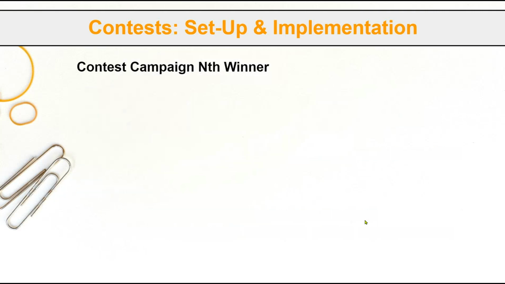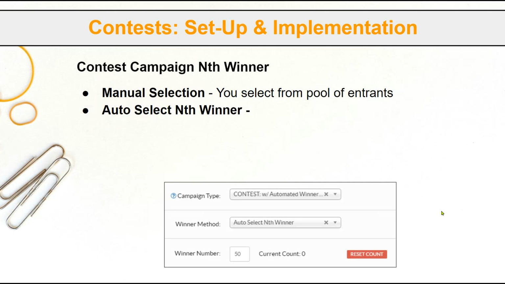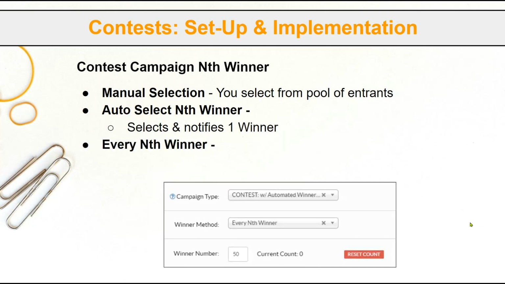With the contest campaign, the nth winner, in this campaign type, you have three selection options. You can choose to select your winners manually from the pool of entrants, so the winner method is manual. You have auto-select the nth winner. Here, you enter a variable. In this case, we use 50, and the campaign automatically selects and notifies the winner that meets that entry criteria. And finally, every nth winner. Here, you enter the nth variable, and the campaign automatically selects and notifies each entrant that matches that nth criteria.